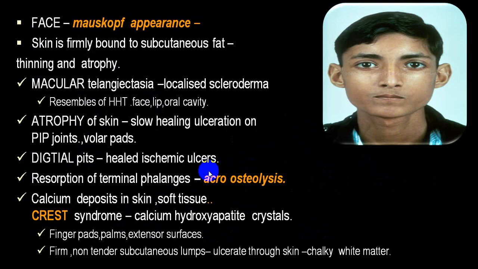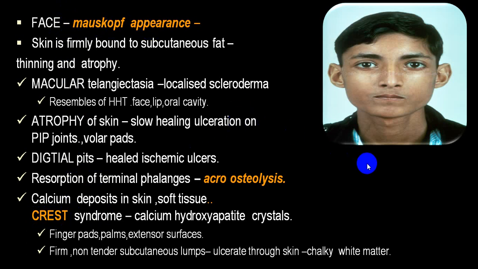Along with that, you can have resorption of the terminal phalanges called acro-osteolysis. And if there is involvement, calcium deposits with involvement of other organs, and that deposition is of calcium hydroxyapatite crystals. So that is CREST syndrome. We already mentioned before: C for calcinosis, R for Raynaud's phenomena, E for esophageal motility, S for sclerodactyly, T for telangiectasia. So these are all the findings you can see. And on the face, when you see that, it is typically described as Moskop appearance.